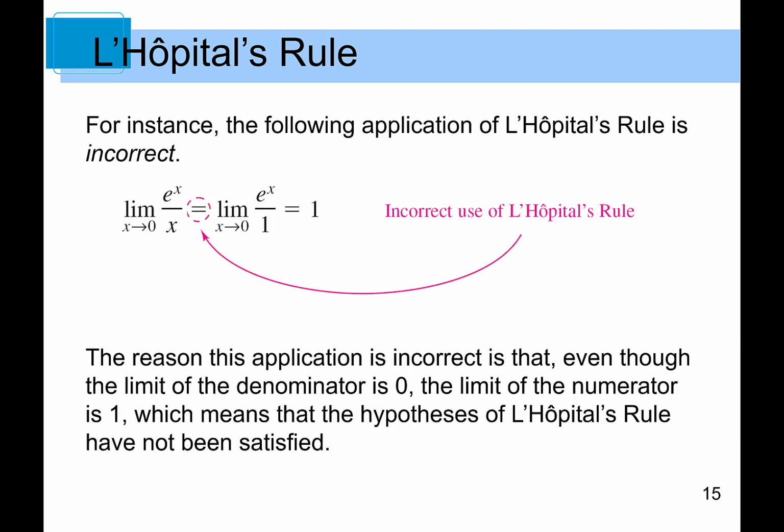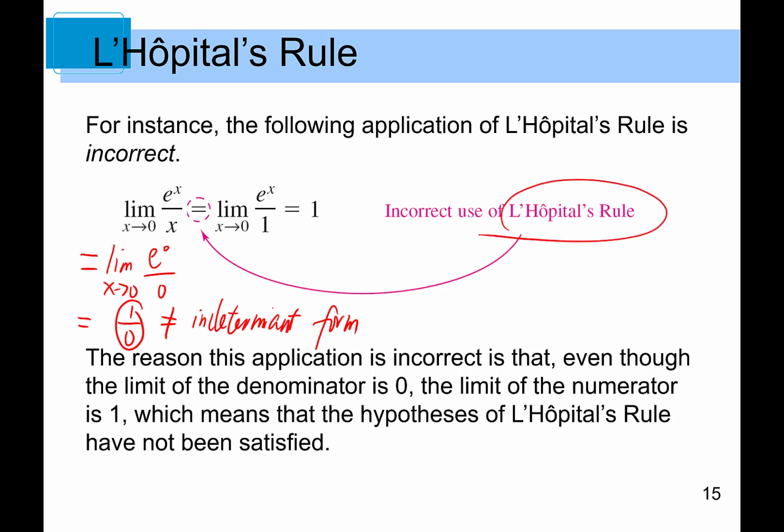Let's take a look at this. For instance, the following application of the L'Hopital rule is incorrect. Why is that? Because it's not 0 over 0 or infinity over infinity. If you do direct substitution, the limit as x approaches 0 is e to the 0 over 0. E to the 0 is 1, so 1 over 0. This is not an indeterminate form. So that's why the L'Hopital rule is not applied here.